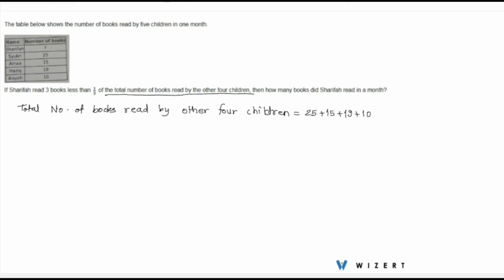So let's see, 25 plus 15 is 40. 40 plus 19 is 59. 59 plus 10 is 69. So it's 69. Sharifa read 3 books less than one third of this value. So let's first find, therefore, one third of total number of books, which is equal to one third of 69, which is equal to one third multiplied by 69, which is equal to 23.